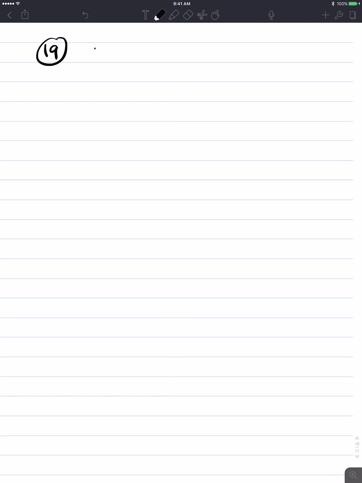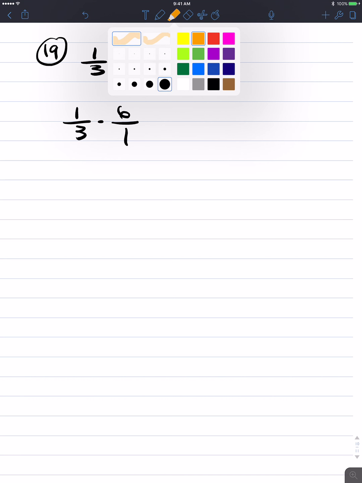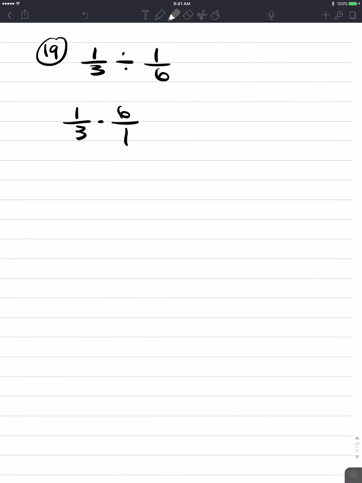Number 19. 1/3 divided by 1/6. When we divide fractions, we keep the first one the same and we flip the second one over. This is a reciprocal. That means the second fraction here is flipped over and written as 6 over 1. This is what we do when we divide.